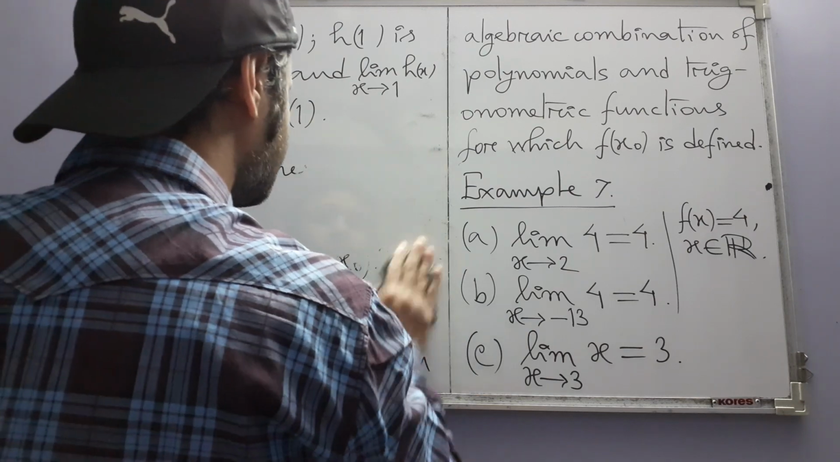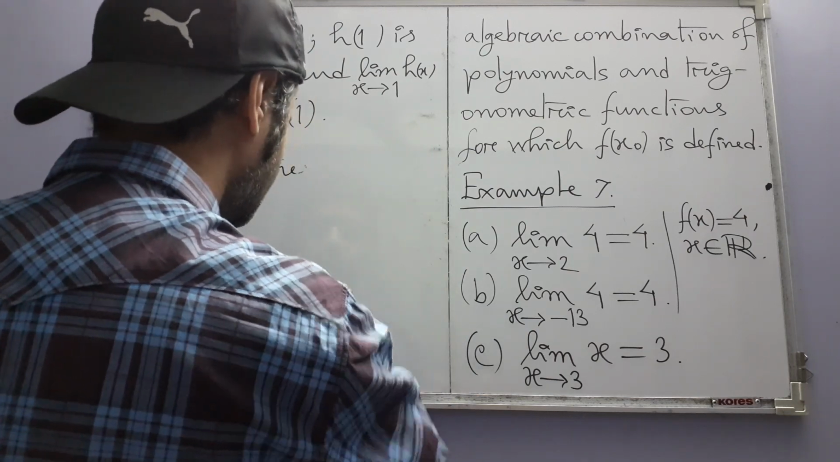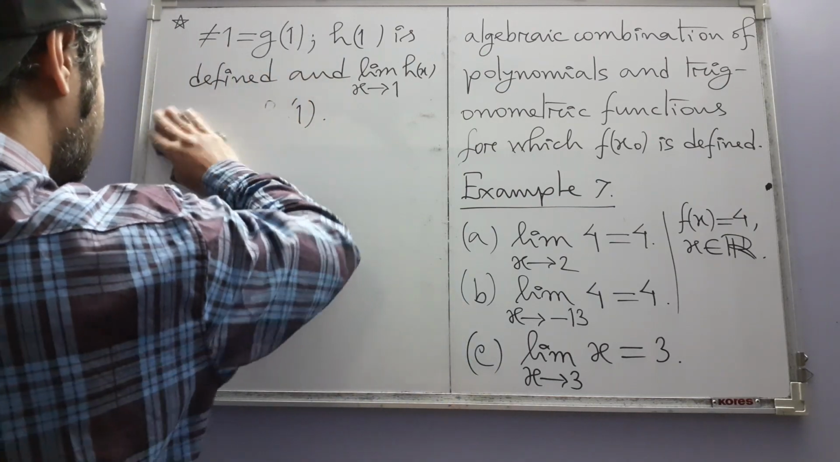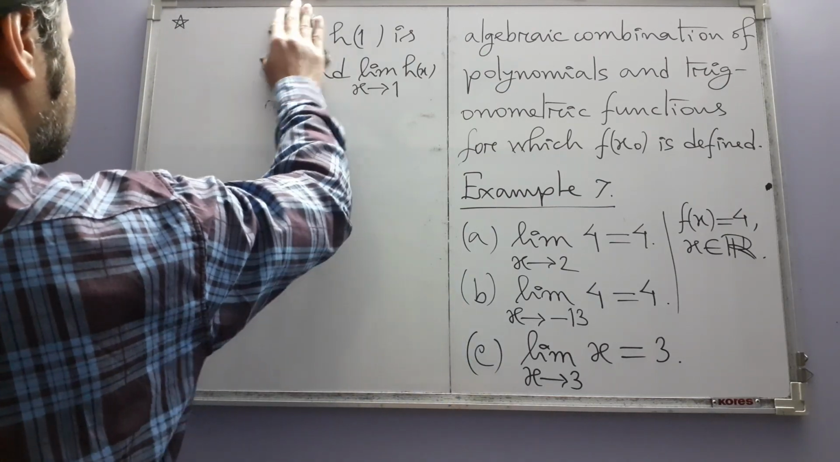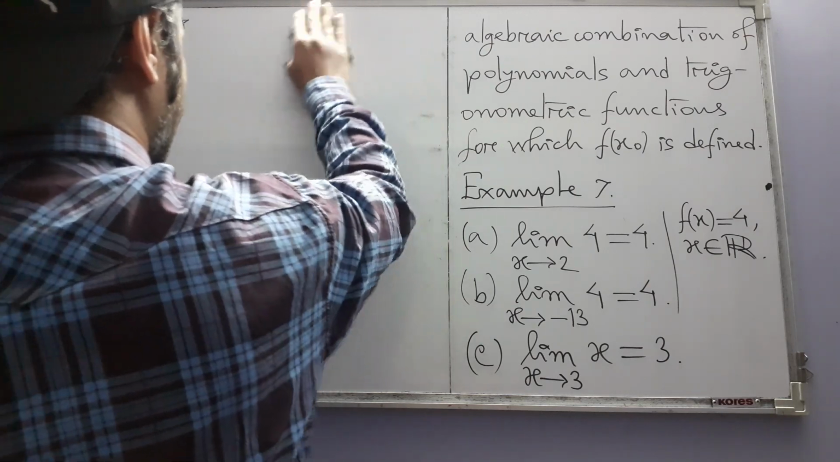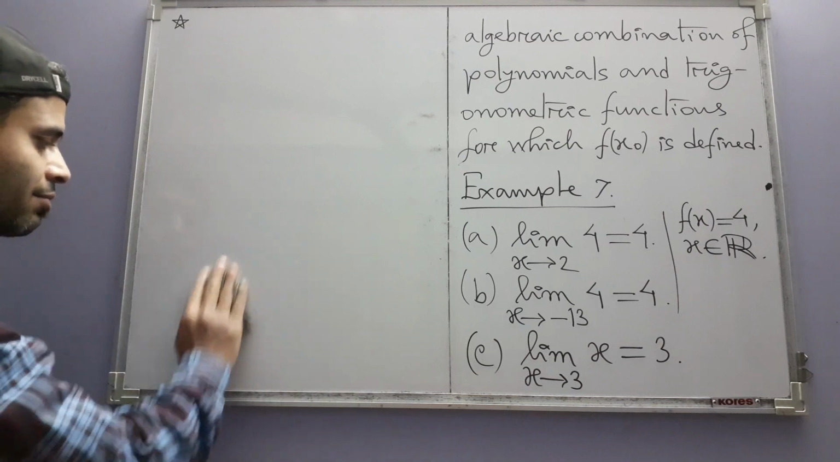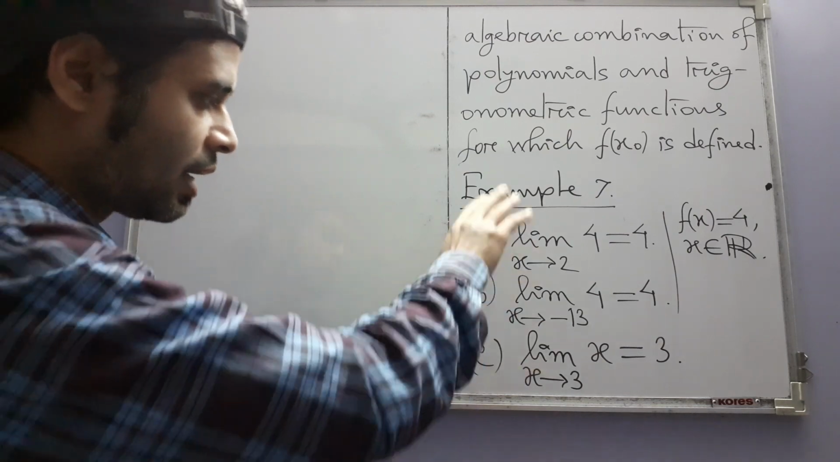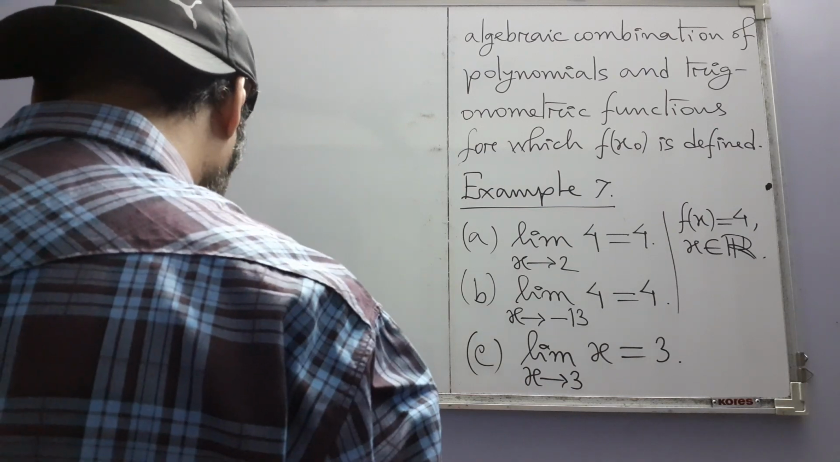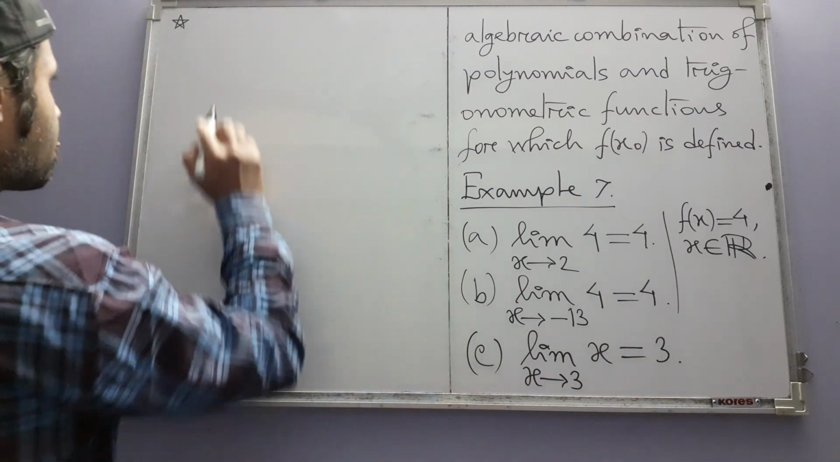Keep in mind that this fact that we have just stated here, that for algebraic combinations of polynomials and trigonometric functions, limits can be calculated like this, we have to prove this fact. Now we are just simply seeing the use. The proof will come when the time comes.